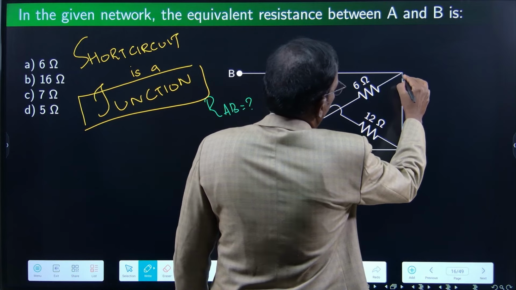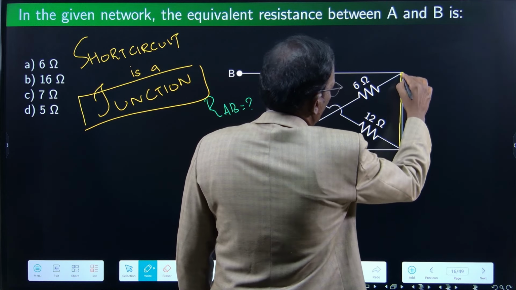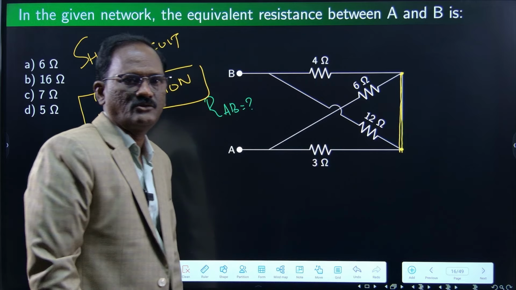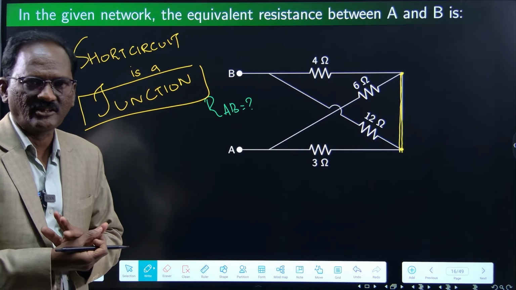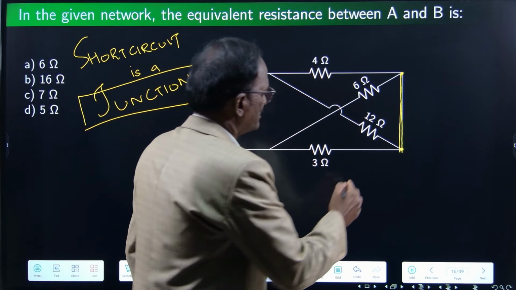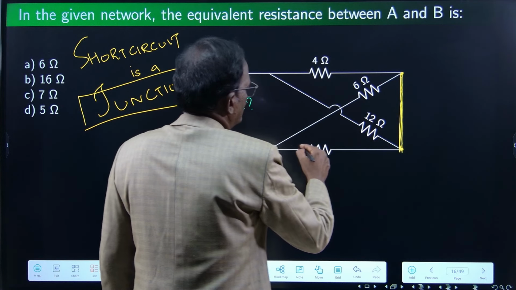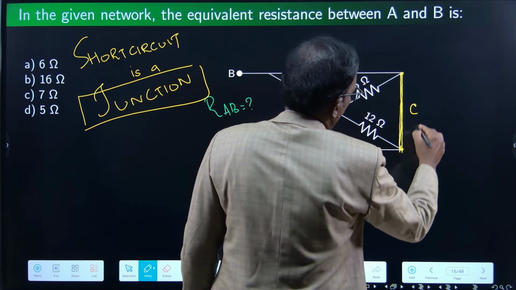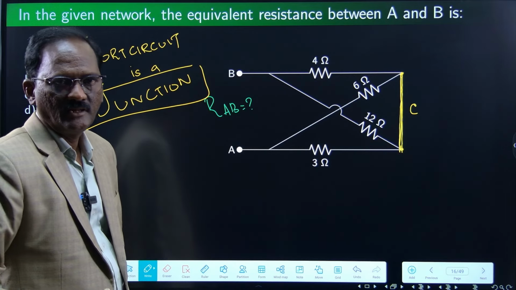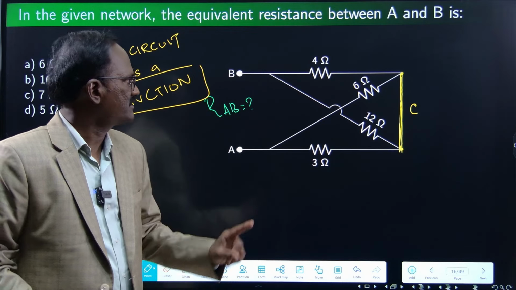What is a short circuit? This is a short circuit. You can use these two ideas in any number of problems wherever it is required. Short circuit is a junction, right? So this line is a junction. B is a junction, A is a junction, this line is a junction. Let me label it as C. Then we will redraw it.